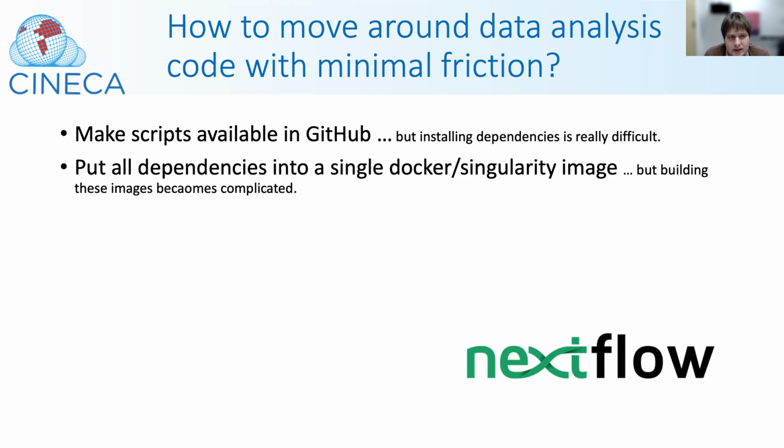Then there was an idea that you could put all of these dependencies into a single Docker or Singularity image or a virtual machine, and then you could move that around. But building these very large images can easily become complicated, and it really doesn't solve the issue where you need to, for example, run lots of analysis in parallel.